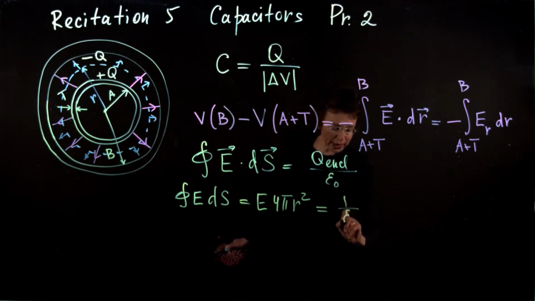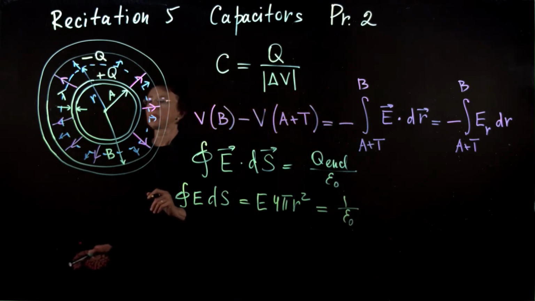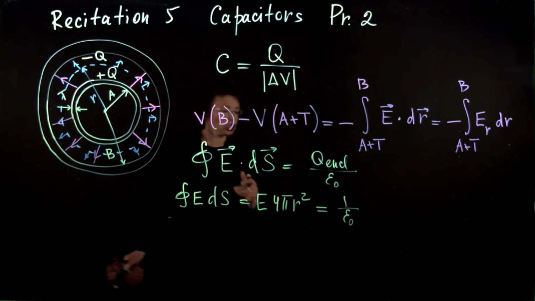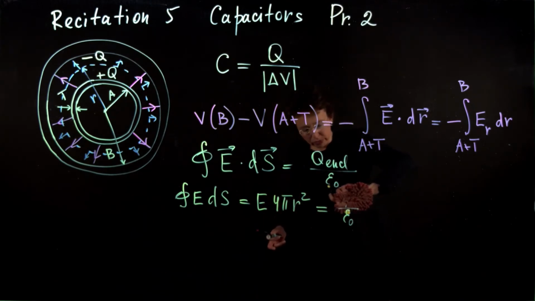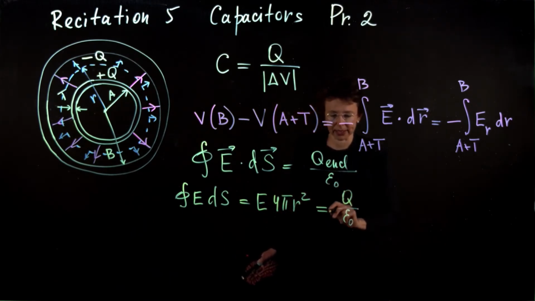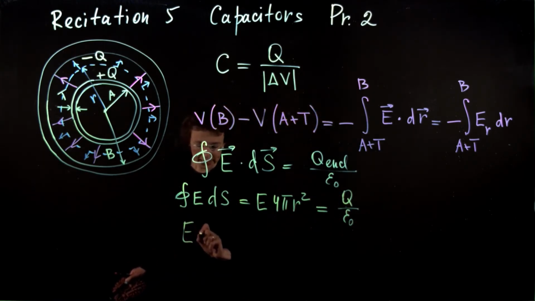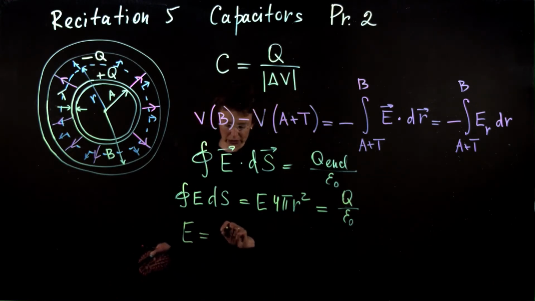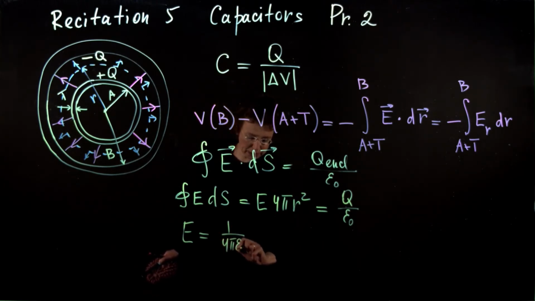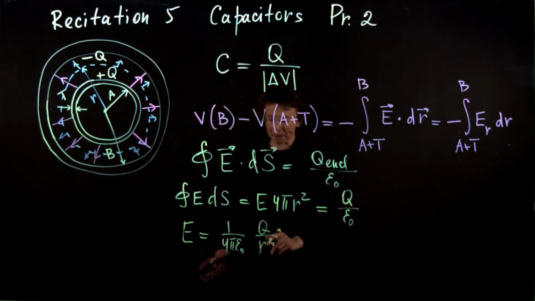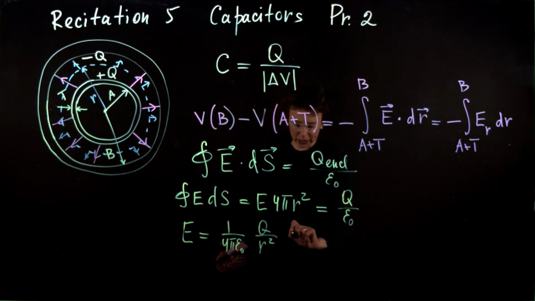Now I have 1 over epsilon naught times Q enclosed. What is the charge enclosed by the Gaussian surface? It is just Q. So what I have on the right-hand side of Gauss's law is Q divided by epsilon naught. And we immediately derive the electric field. So what is the electric field between these spheres? It is 1 over 4 pi epsilon naught times Q over r squared. This is the magnitude of the electric field, and the direction is radially out.